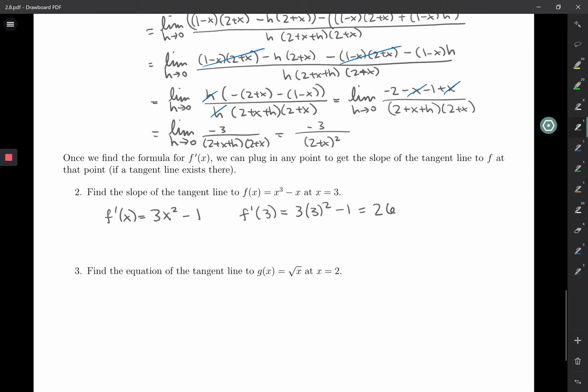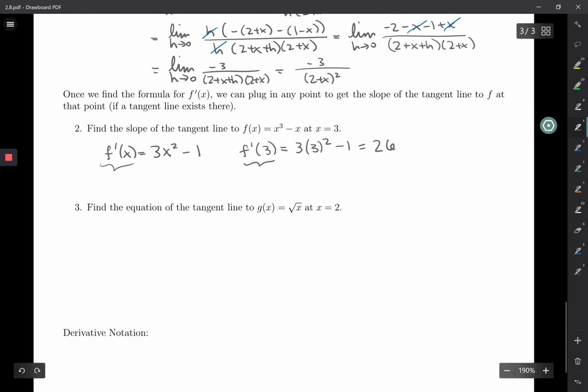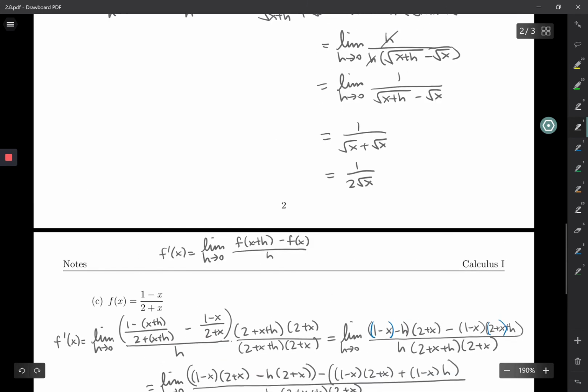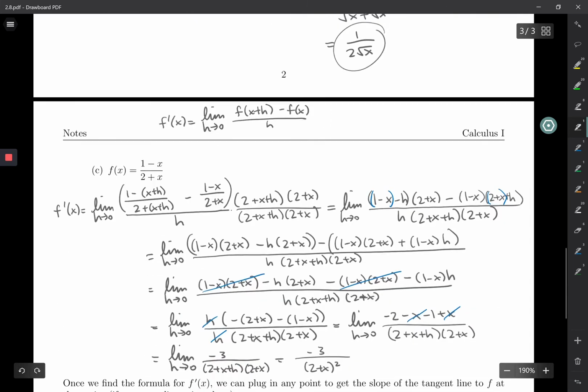So it's just as easy as that. So instead of computing each time f prime of some number, we can do all of the work at once. So that was finding the actual formula, and then whenever we want to know what the slope of the tangent line is at a certain point, we just plug that point in. Okay, so in this case, we have g of x equals the square root of x, and we did compute this derivative as well, and that one was 1 over 2 root x.